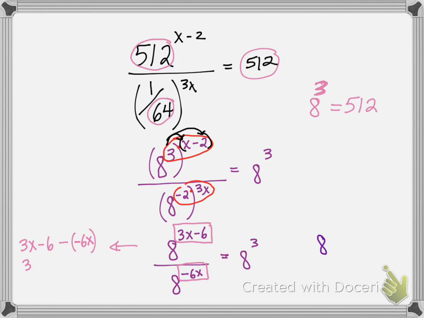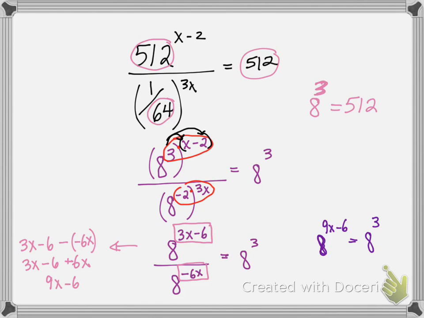So this is 3x minus 6, double negatives make a plus 6x. So 3x is plus 6 more is 9x. So my exponent would be 9x minus 6. So this was 8 raised to the 9x minus 6. That's what the left-hand side of the equation simplifies as. And the right-hand side is still 8 to the third power.